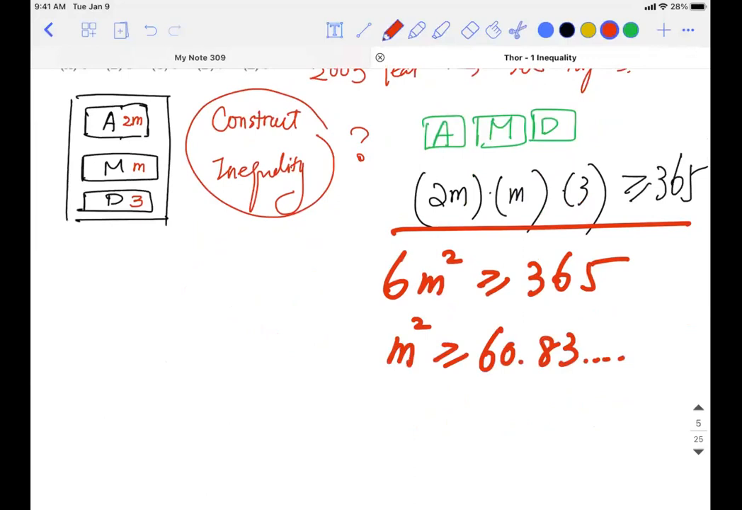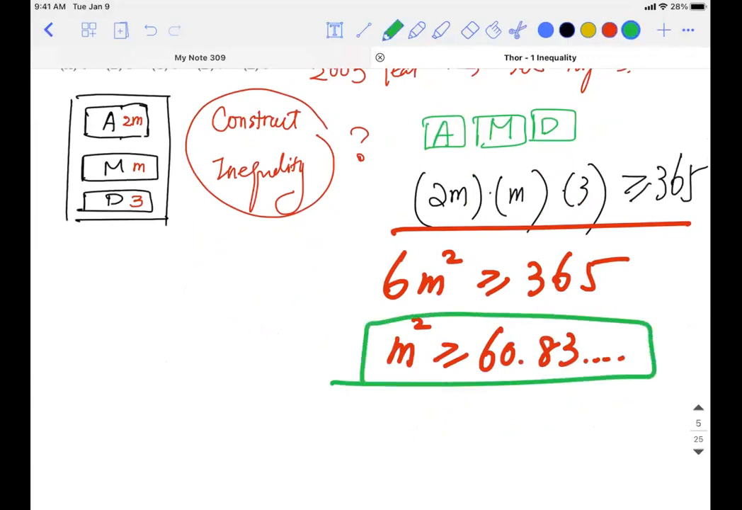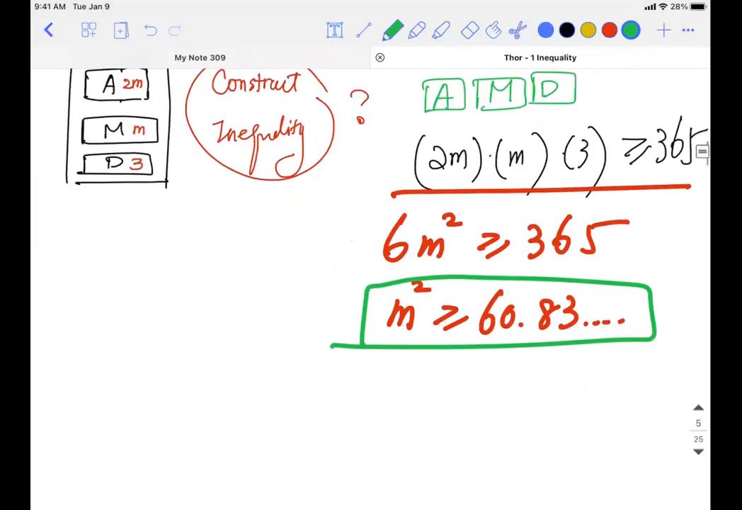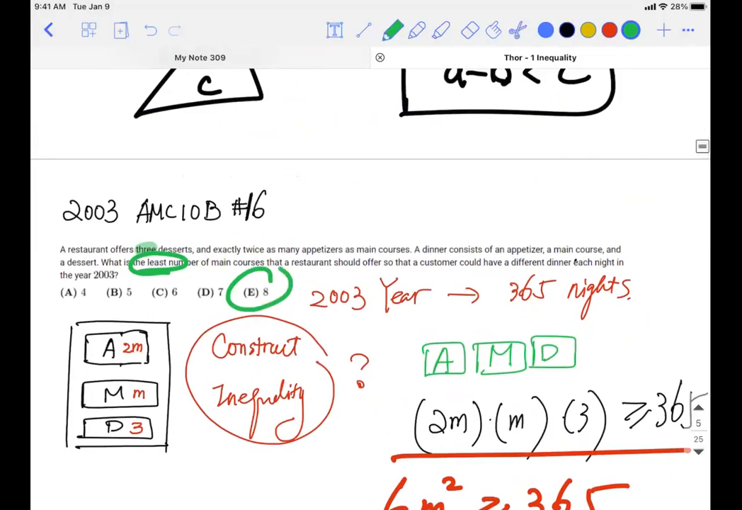Then what are you going to do? What is the number if you want a perfect square greater than or equal to 60, and you want that number as small as possible? The question says we should have at least that number. Of course, m equals 8. 8 squared equals 64, right? That's the minimum number that makes sure the entire expression is greater than 60.83. See? Very understandable, right? So the correct answer for this is 8.